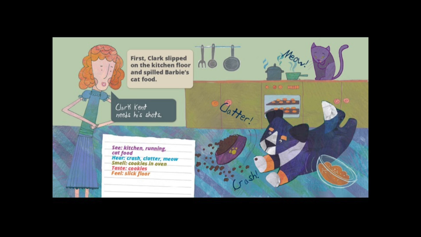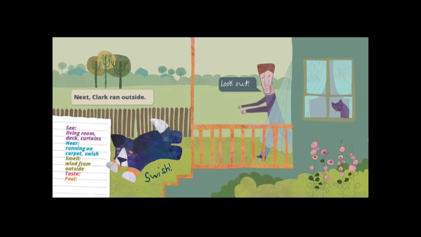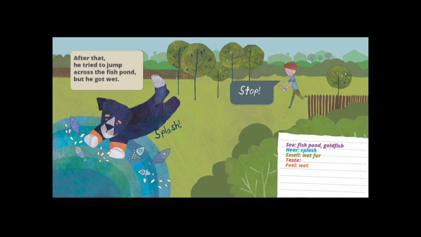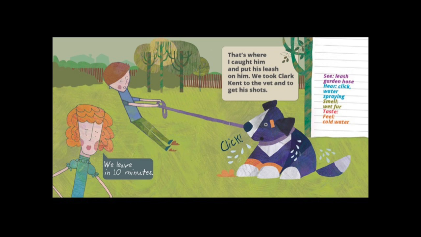First, Clark slipped on the kitchen floor and spilled Barbie's cat food. Clark Kent needs his shots. Meow, clatter, crash. Shh, the baby is sleeping. Woof, woof. Wah, wah. Then he woke up baby Ruth. Next, Clark ran outside. Look out! He knocked over the bird feeder. No! Thunk. After that, he tried to jump across the fish pond, but he got wet. Stop! Splash. Finally, he tried to hide under the porch. Pant. We leave in 10 minutes. That's where I caught him and put his leash on him. We took Clark Kent to the vet and to get his shots. Click.